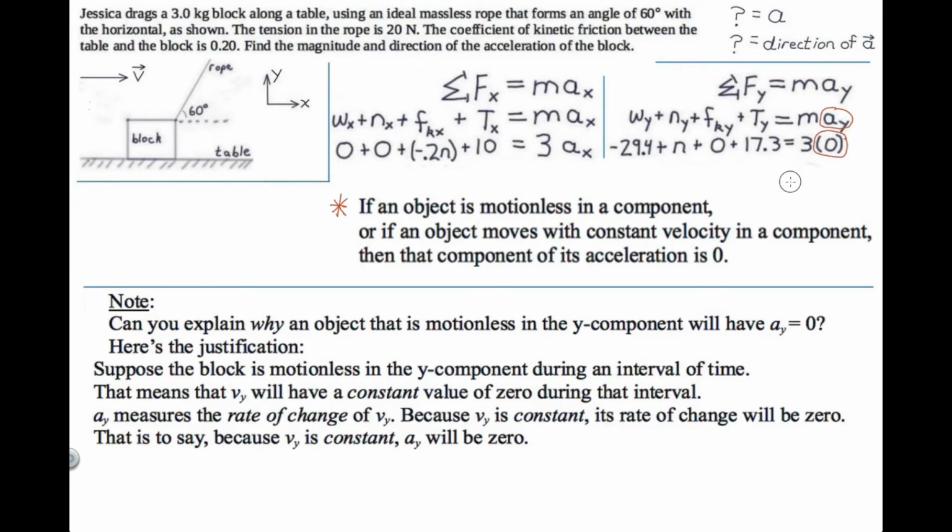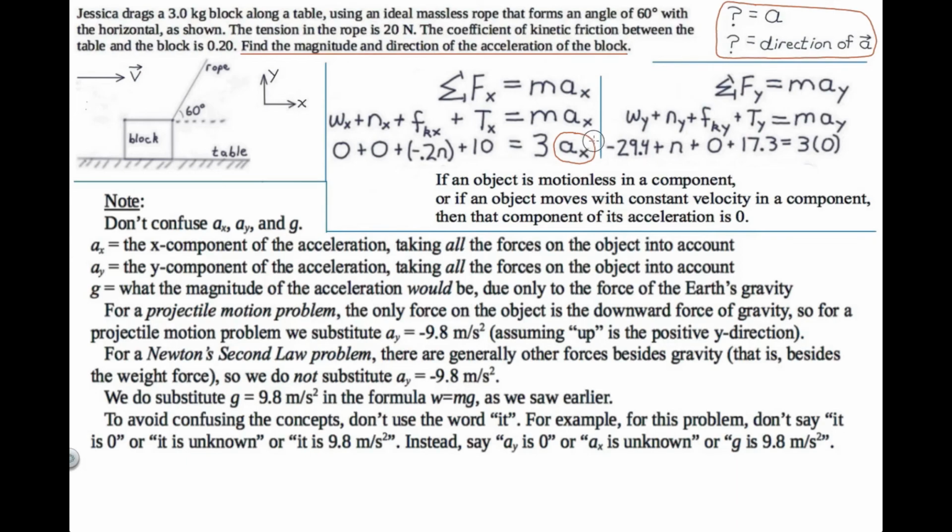In an introductory physics course, most Newton's second law problems will have an object that's motionless in at least one of the components. So you will need to substitute 0 for at least one acceleration component for most Newton's second law problems. There's no reason to substitute 0 for a sub x. In fact, a sub x is what we need to figure out in order to answer the question. So we continue to use the symbol a sub x in our Newton's second law x equation.